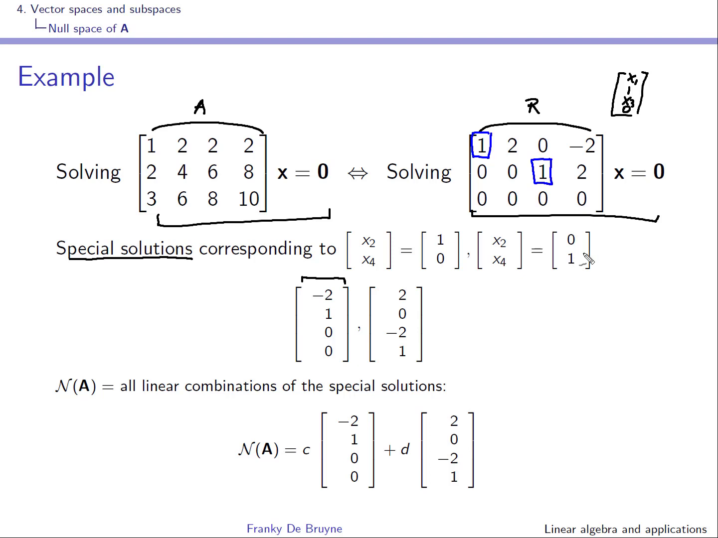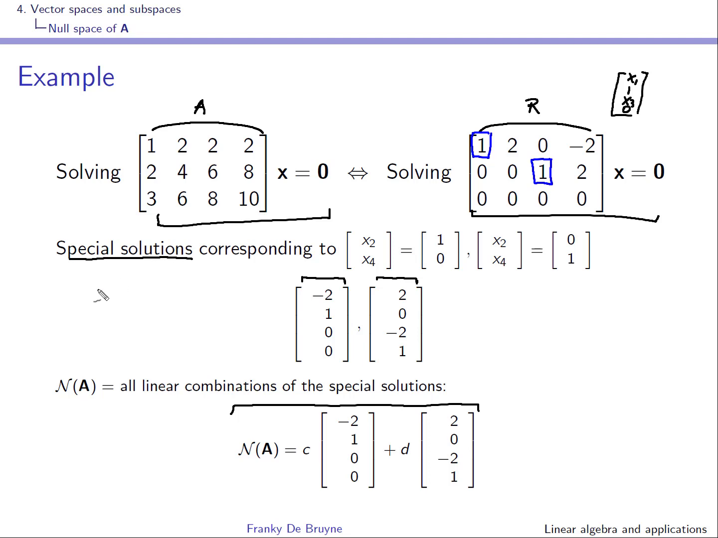You can do the same by setting x4 to 1 and imposing x2 to 0, and you'll find this second special solution. The null space is all linear combinations of these special solutions. So this is the null space. This is something that you can check, because you see that A times this special solution will indeed bring the 0 vector.